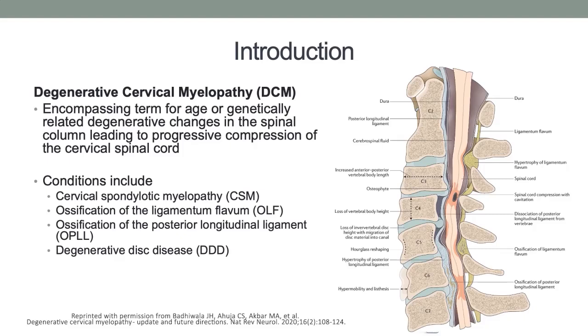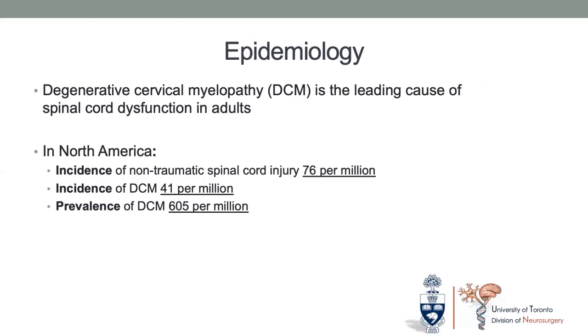Therefore, in 2015, the term degenerative cervical myelopathy was introduced to represent all non-traumatic forms of degenerative causes leading to the syndrome of cervical myelopathy. The image seen here provides a general overview of the various anatomical changes seen in DCM. The diagnosis of DCM is made when there are signs and symptoms of myelopathy in the setting of cervical spinal cord compression, as seen on imaging. DCM is currently the leading cause of spinal cord injury in adults.